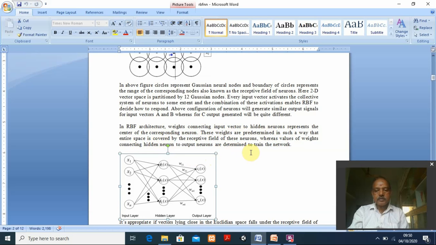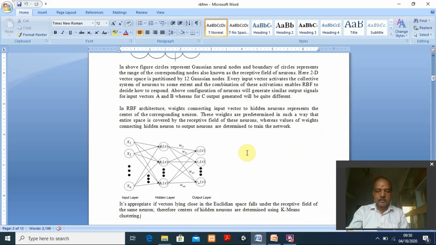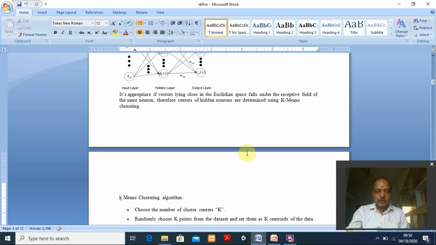they determine the training of the neuron. That means we can change it when it is a question of training. We can change it, we can adjust it, and it's appropriate if a vector lying close to the Euclidean space falls under this receptive field. Now, what are the neurons or nodes close to the Euclidean space? That is represented by the K-means clustering algorithm.